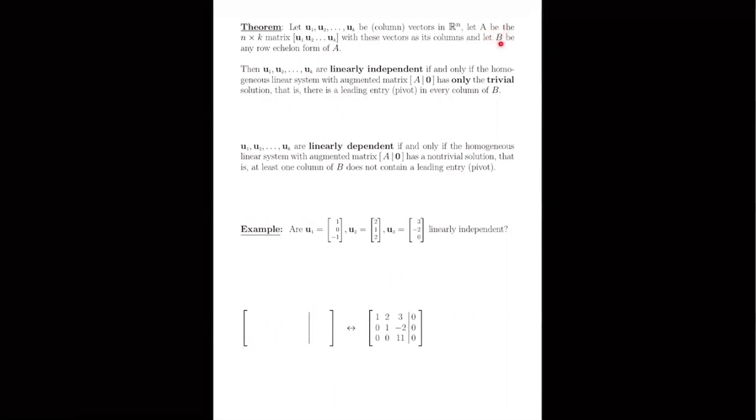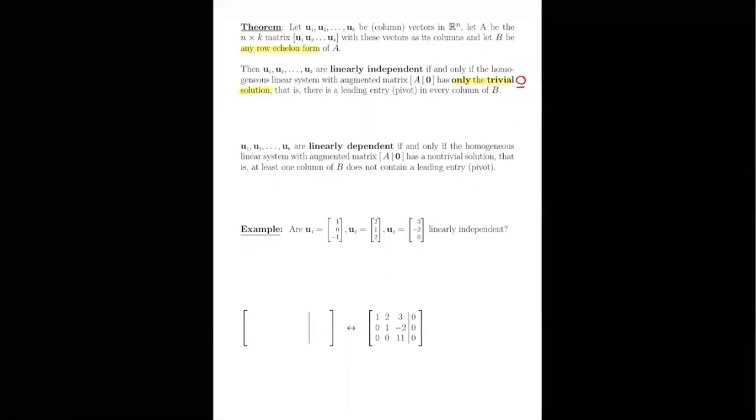And we're going to let B be any row echelon form of A. And the key here is that it's any row echelon form. It does not have to be the reduced row echelon form. Any row echelon form will work here. Okay, so then u1 up to uk are linearly independent if and only if the homogeneous linear system with augmented matrix [A | 0] has only the trivial solution. So here we have only the trivial solution, and the trivial solution is the zero vector. So this is what we were checking before.